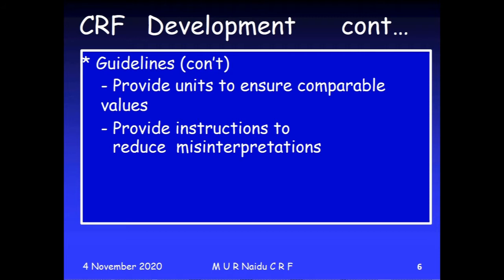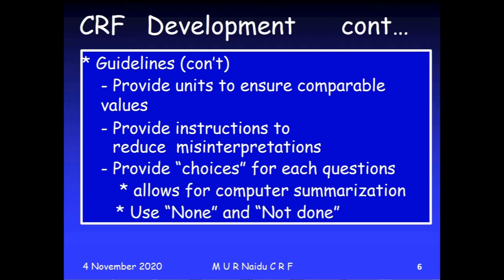Provide instructions to reduce misinterpretation. The data is there, but different people will interpret it in a different manner. So try to give a clear-cut instruction that the interpretation should be done following certain methods. Provide the choice for each question. Allow for computer summarization. Always use none or not done. If the particular data is not there, you should write none or not done.